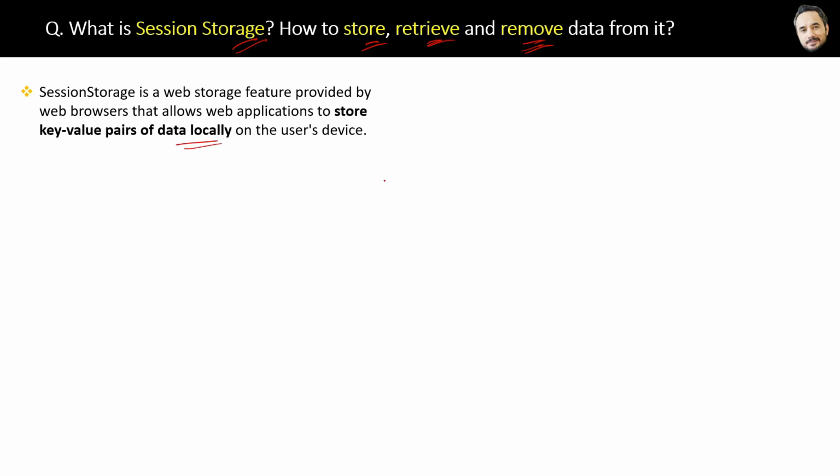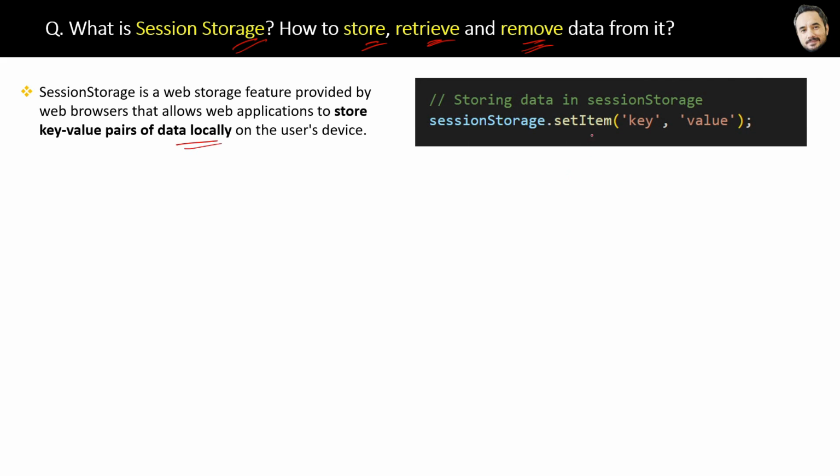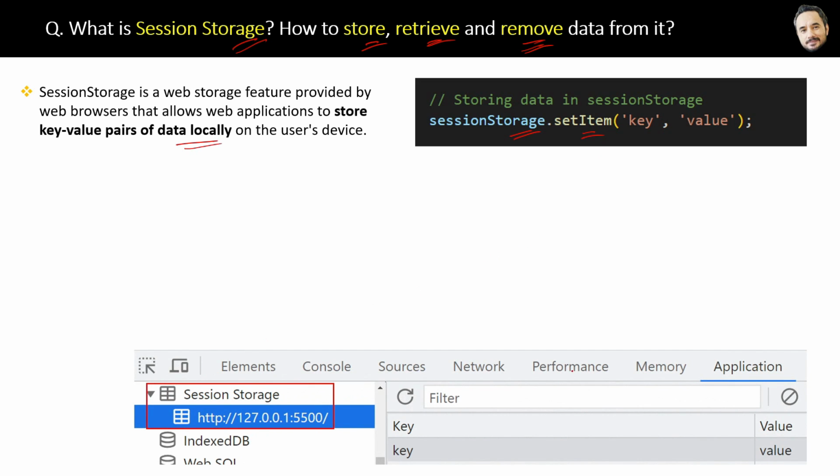So you can see the definition is exactly the same as local storage, right? And the code is almost the same. This is the way we can store key value pairs in session storage by calling the setItem function of the session storage. Here is the screenshot of the browser session storage under the application tab. This is the key and this is the value.